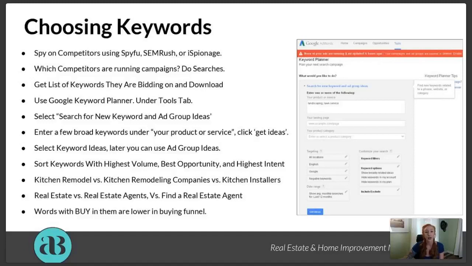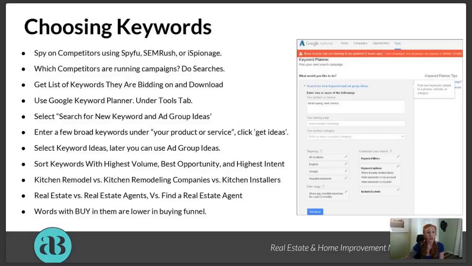So for real estate, it could be real estate is the keyword versus real estate agents, which is a little more specific, but that could be someone who wants to become a real estate agent and they are looking for information on that. And finally, find a real estate agent. That is a really high level of intent. So those are the best keywords you're going to find, because a click is not always created equal. A click from someone on find a real estate agent versus someone who just typed in real estate, most likely the person who typed in find a real estate agent is going to be much more likely to work with you. Words with buy in them are very low in the buying funnel, so definitely keep that in mind.